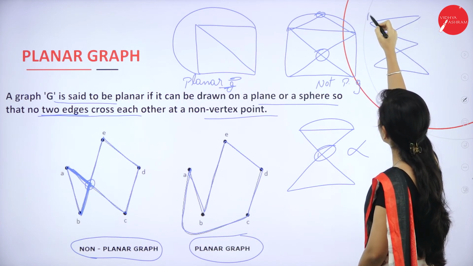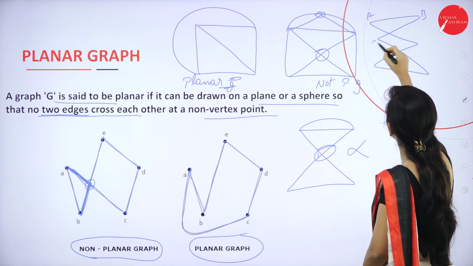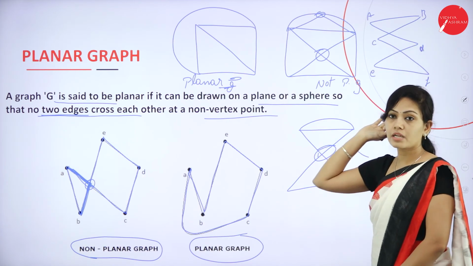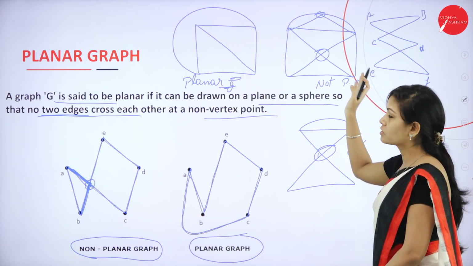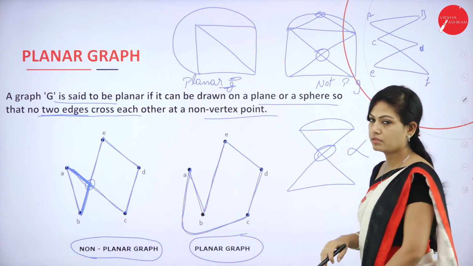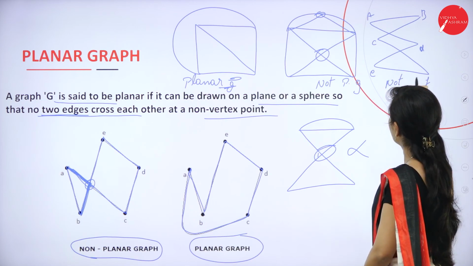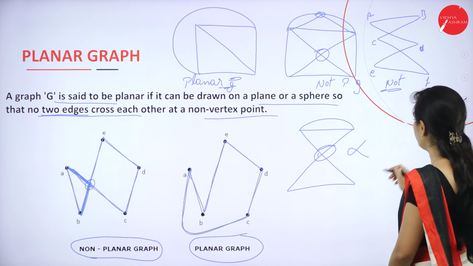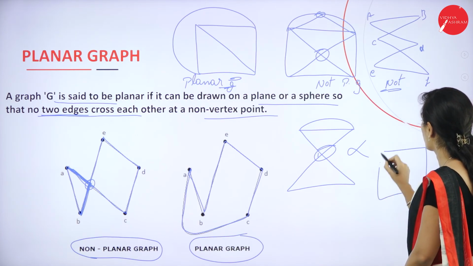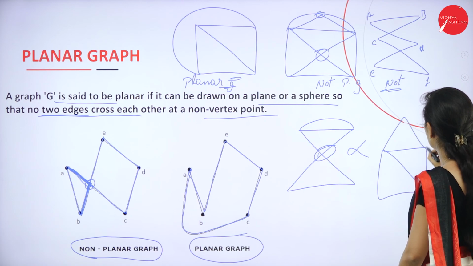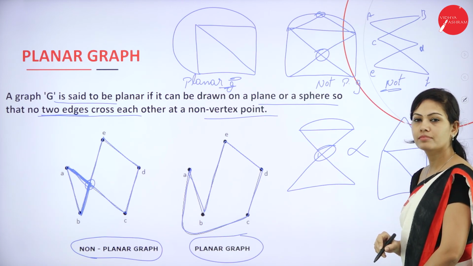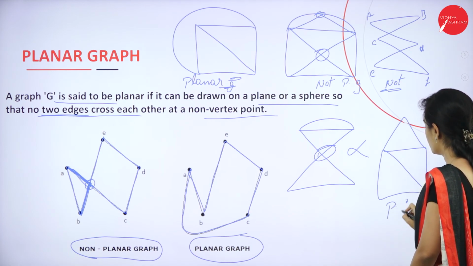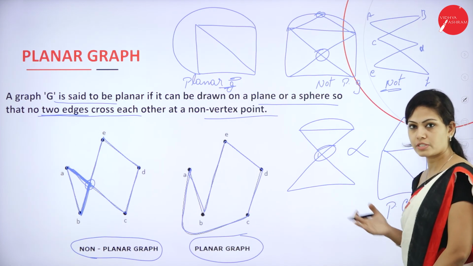Is this planar graph? It is not a planar graph because two edges are crossing each other. So it is not a planar graph. Clear? And the last example for planar graph. Is this planar graph? Is it true or not? Yes, it is a planar graph because no two edges are crossing each other.